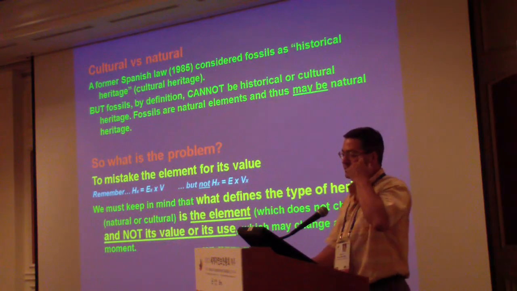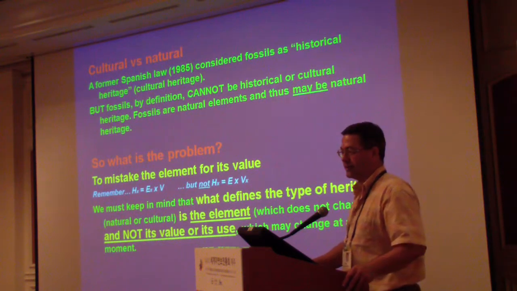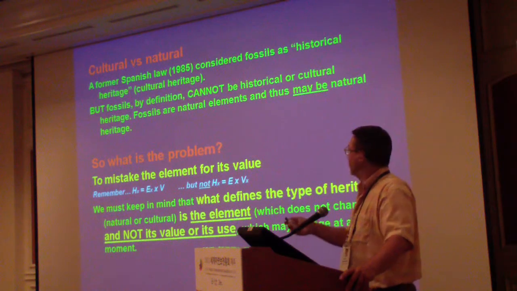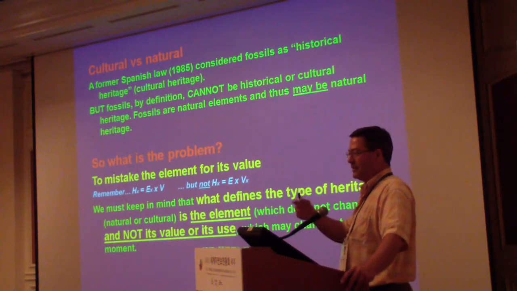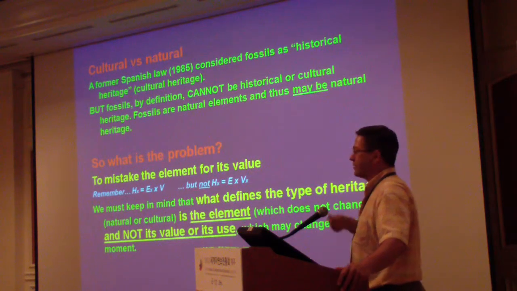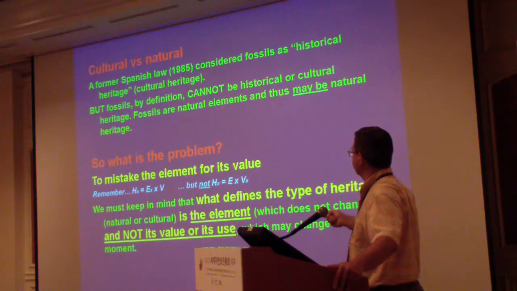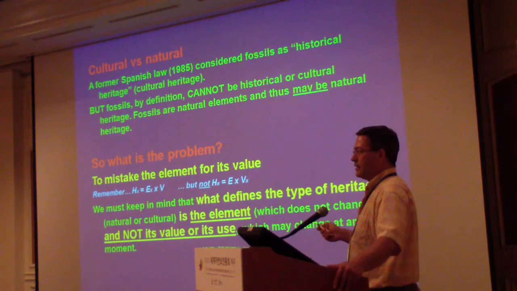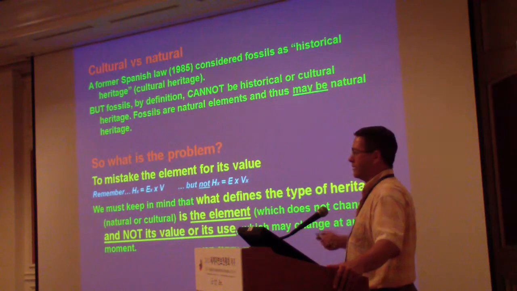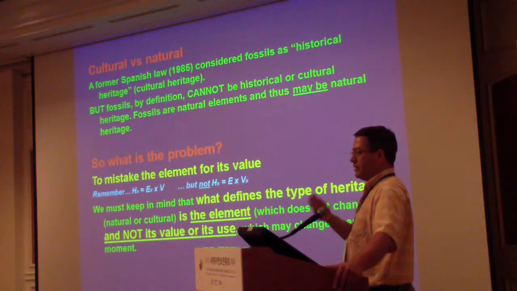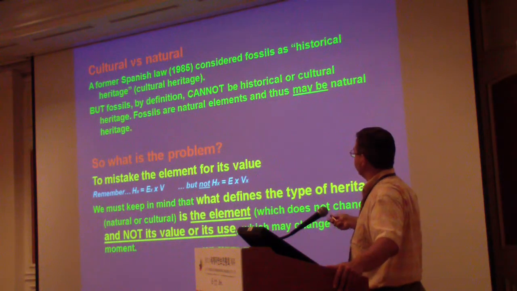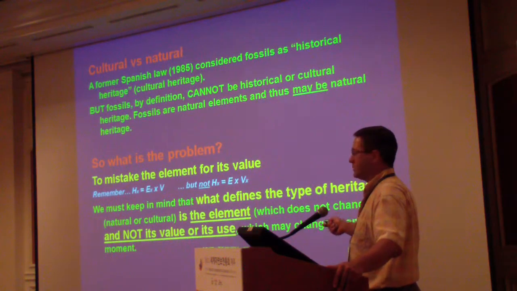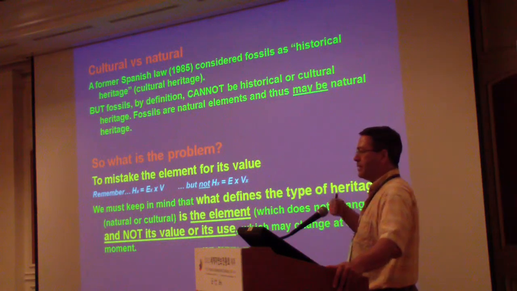Another important thing is the discussion between cultural and natural heritage, or cultural and natural elements. We had a serious problem with collision with archaeologists and historians, because there was this law that considered fossils as historical heritage, and therefore, because it is history, as cultural heritage. And this was a big mistake. Why? Because, by definition, fossils cannot be historical or cultural heritage because they are natural elements. They are made by nature.